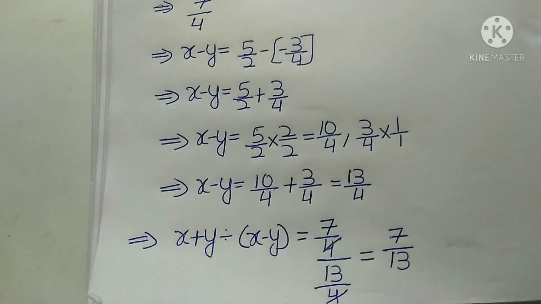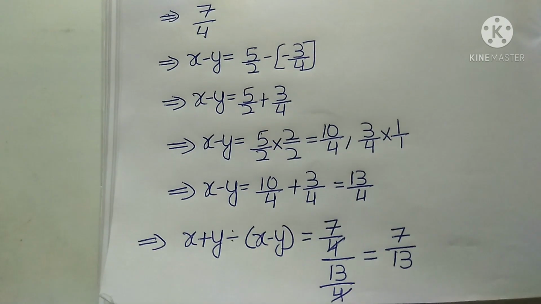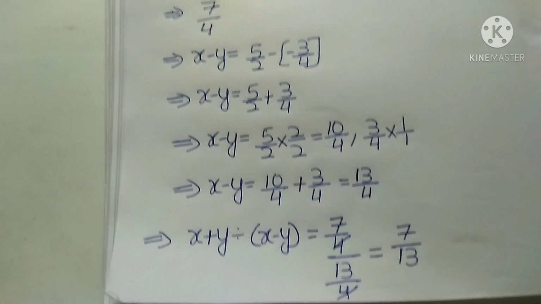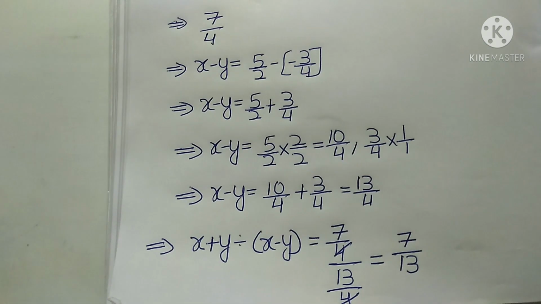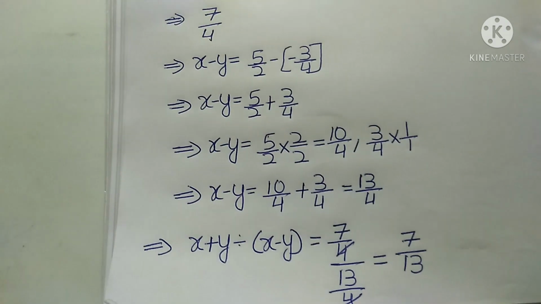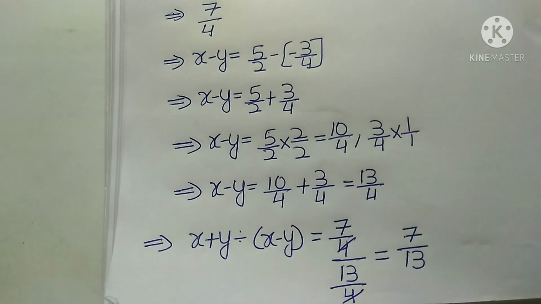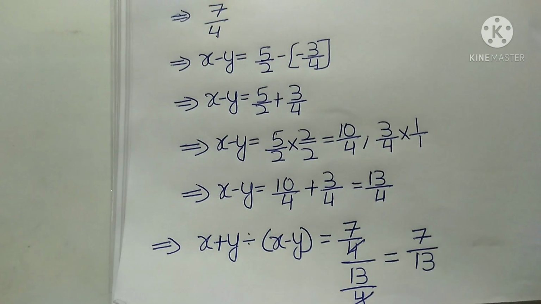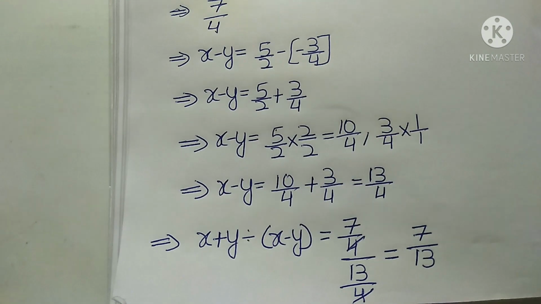Now let us solve the next expression, x minus y. Here we know x equals 5 by 2 and y equals minus 3 by 4. By substituting these we get 5 by 2 plus 3 by 4. Again we should do the LCM, and we get 4. So we multiply 5 by 2 into 2 by 2 and get 10 by 4, and 3 by 4 into 1 by 1 gives 3 by 4. By adding these we get 13 by 4. Now they said x plus y divided by x minus y, so by doing this we get the answer as 7 by 13.